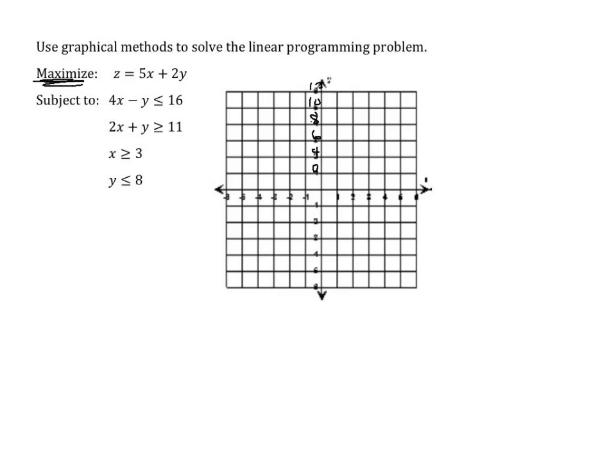Alright, so first we need to solve for y here. We have 4x minus y is less than or equal to 16. So negative y is less than or equal to negative 4x plus 16. Dividing by negative 1, since we're dividing by negative 1, we have to flip our sign.